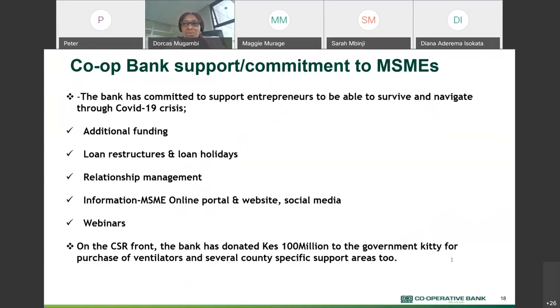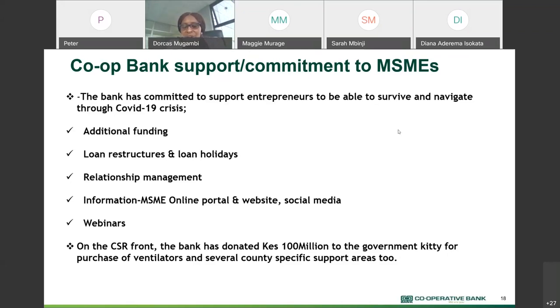The other thing we are also doing is having dedicated relationship managers for our MSME customers, to ensure that we are supporting them in all the areas, whether it is borrowing, or showing them some of the new things the bank is doing. As Sarah put it very well, going digital: are there new ways of making payment or even receiving payment? Your relationship manager will be able to give you consultancy around that. There is also our online portal, where we post all the trainings and all the communication that is necessary for you.